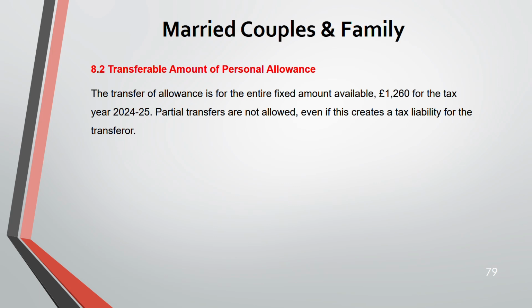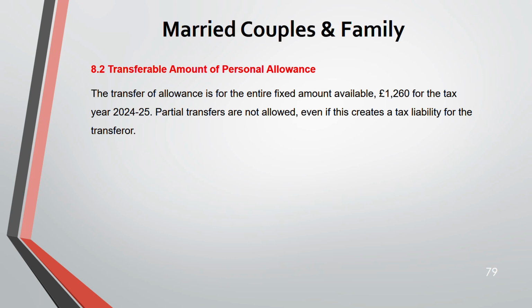Remember, partial transfers are not allowed. Either you transfer 1260 or nothing at all. You can transfer less than that, even if this creates a tax liability for the transferor. The transferor will have some tax liability. You can't simply bring down the tax liability of the transfer to zero by transferring partially.